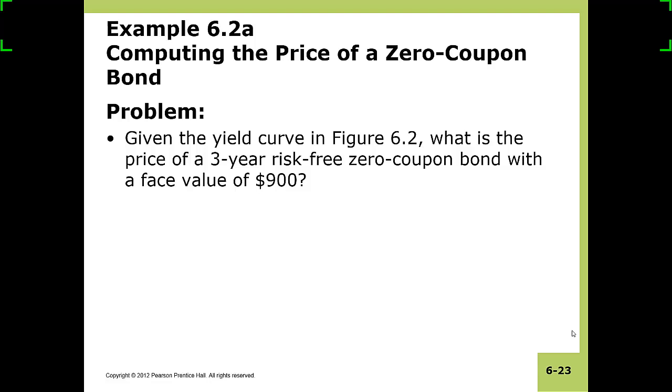So looking at this other problem, what's the price of a 3-year risk-free zero coupon bond with a face value of 900? I don't have this worked out on the screen, but you can give it a shot. You can pause it here, put it in there, figure out the answer, and the answer is 788.67. So see if you can get that.